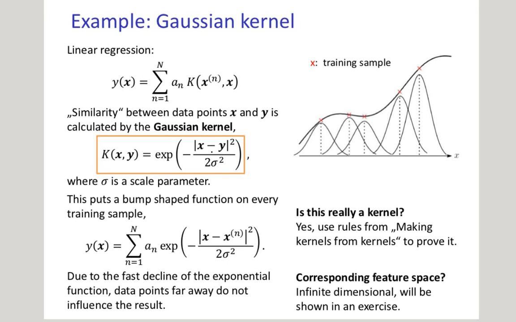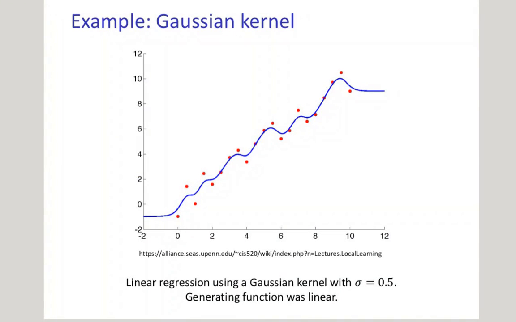Let's check out some examples. The red points were generated using a linear function with superimposed noise. The blue line is the result of a linear regression using a Gaussian kernel. The key to getting good results with the Gaussian kernel is to pick a suitable value for the variance. If it's too small, as in this plot, the approximation follows the data points and therefore the superimposed noise too closely. In other words, it overfits.